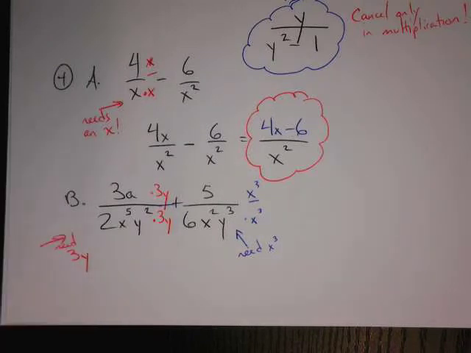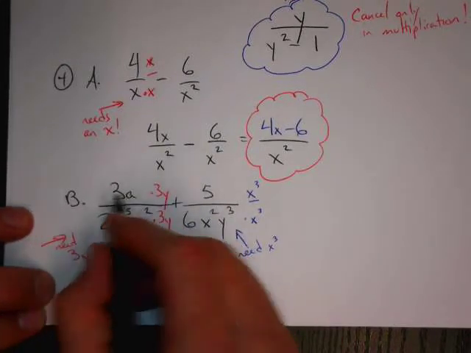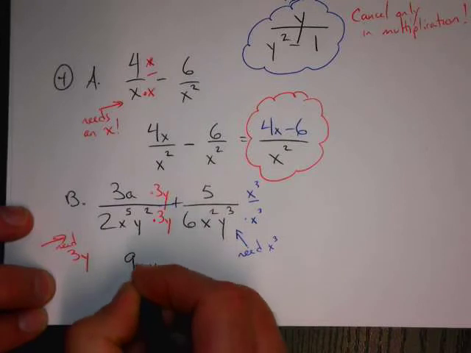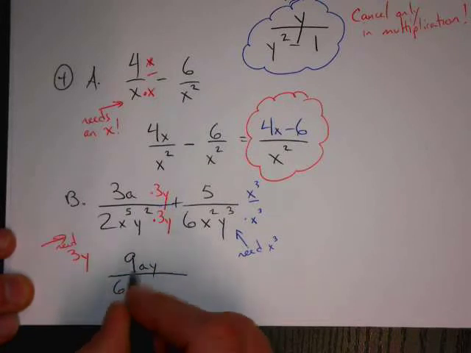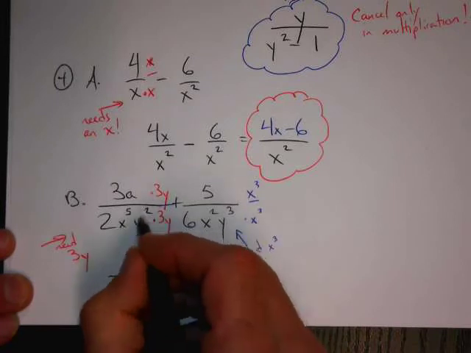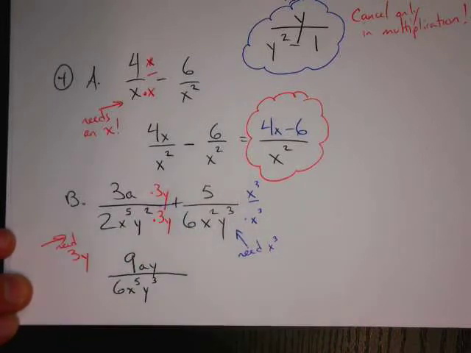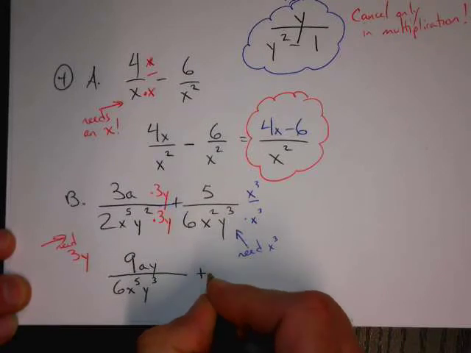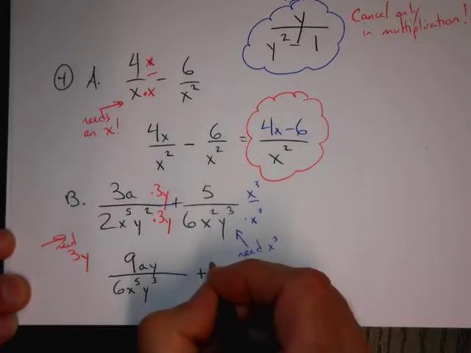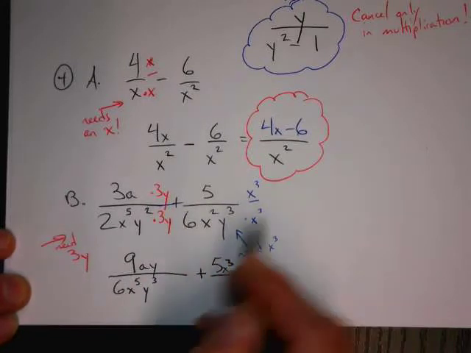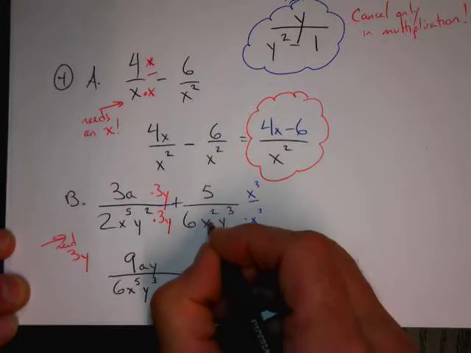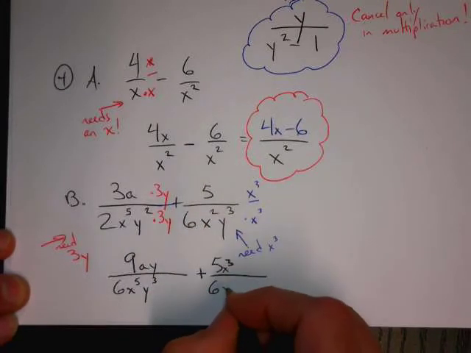So now we convert our expressions. In the numerator, we have 9 times ay, or 9ay. And then we have 2 times 3, of course, is 6. x to the 5th power stays x to the 5th power. y squared times y is, of course, y to the 3rd power. And then we're going to add that to 5 times x to the 3rd power, or 5x cubed, over 6, which stays 6. x squared times x to the 3rd power is x to the 5th power. And then our y cubed.